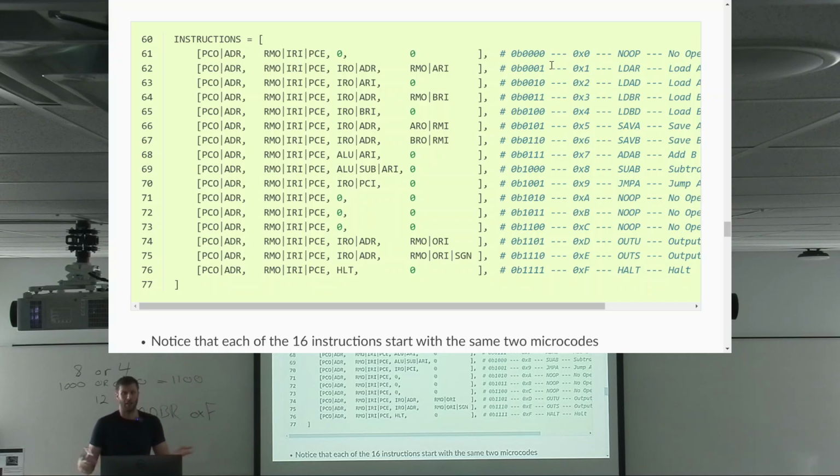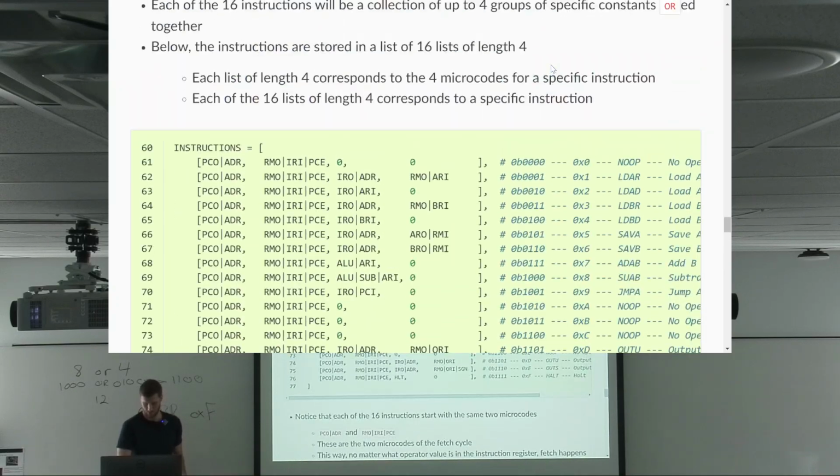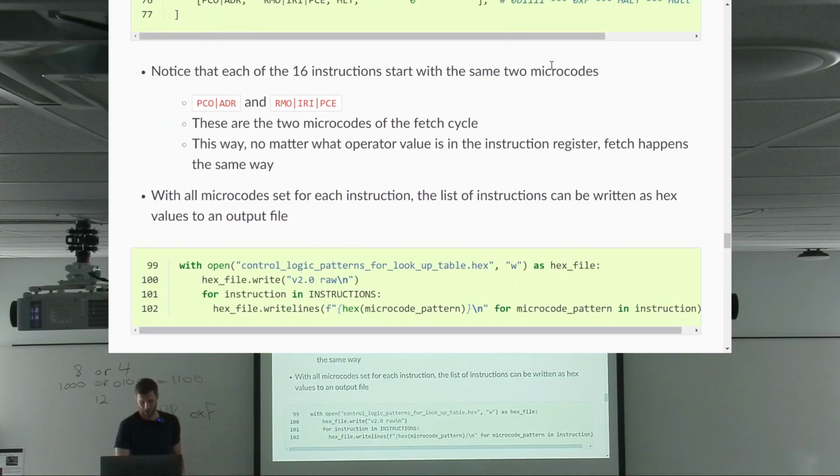But yeah, we could make this pretty easily. With not too much pain and suffering, we could make more sophisticated instructions that require more microcode steps. But here we only are using 4. So we OR them together. Okay, notice that each of the 16 instructions start with the same 2.